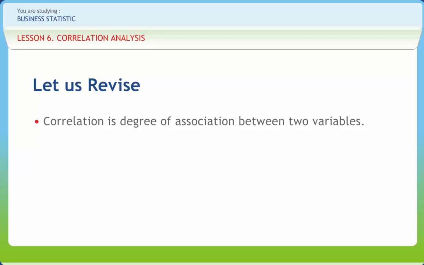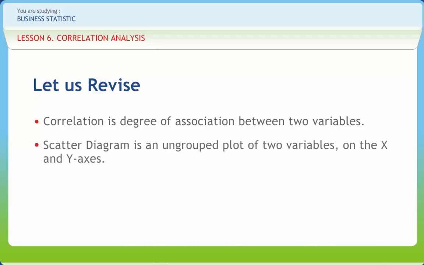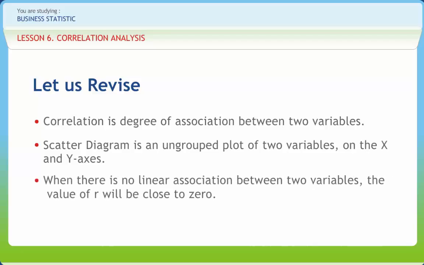Before we end, let us briefly revise what we have studied so far. Correlation is the degree of association between two variables. Scatter diagram is an ungrouped plot of two variables on the x and y axis. Autocorrelation is similar to correlation. It describes the association or mutual dependence between values of the same variable but at different time periods. Autocorrelation coefficients provide important information about the structure of a data set.